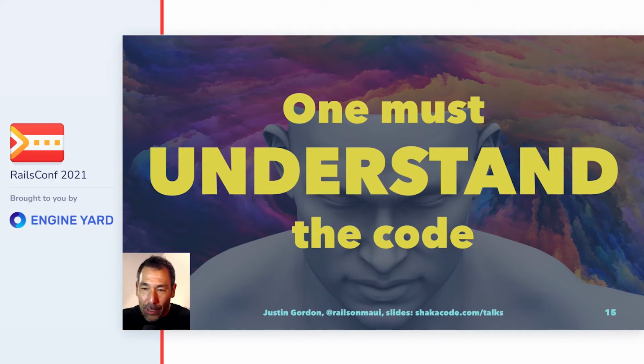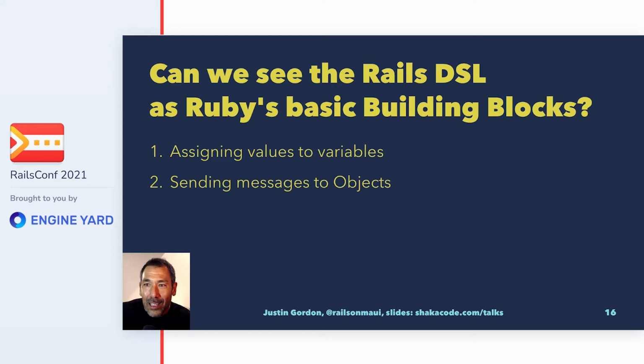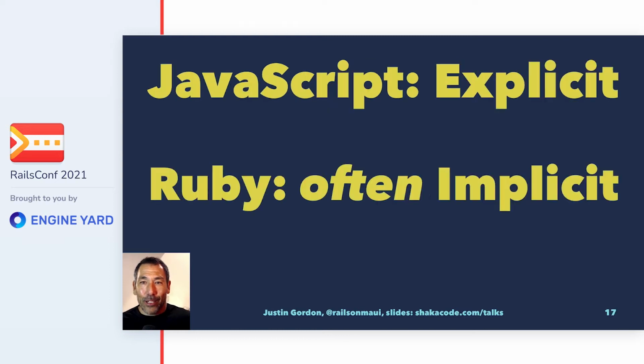These messages have arguments. There are going to be some variables declared. And that's pretty much a lot of what's going on. So there are no mysteries. Can we see the Rails DSL as some basic building blocks? As I mentioned, these are the two fundamental building blocks: assigning values to variables and sending messages to objects.